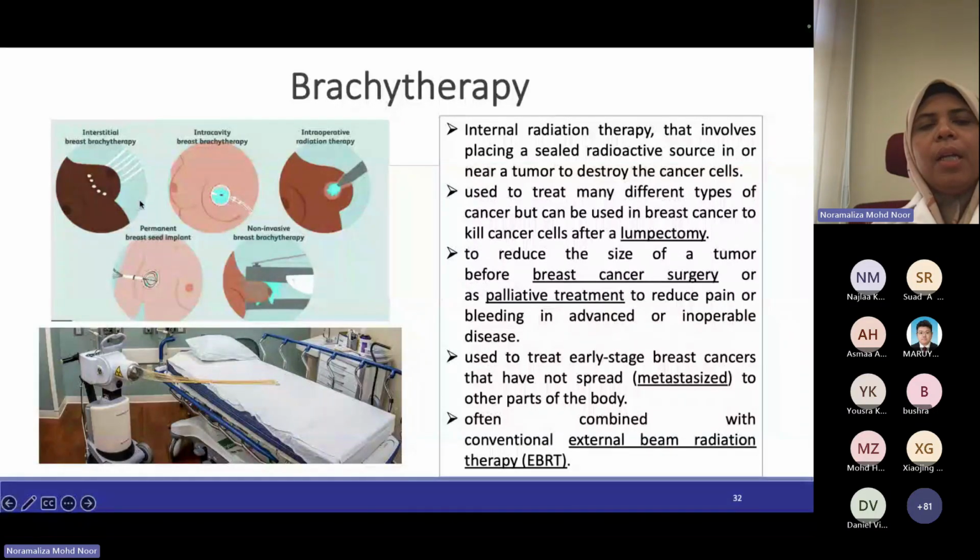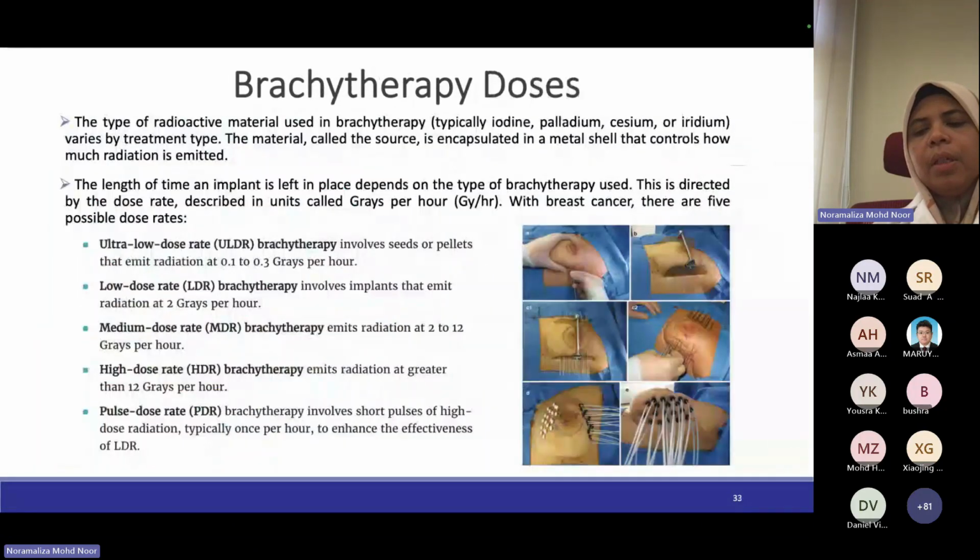You can see it is a very invasive procedure, and it is usually used to treat early stage breast cancer, which has not yet spread or metastasized to other parts of the body. And sometimes after the brachytherapy, we also combine it with external beam radiation therapy, like the LINAC, as I mentioned before. This really depends on the preference of the oncologist.